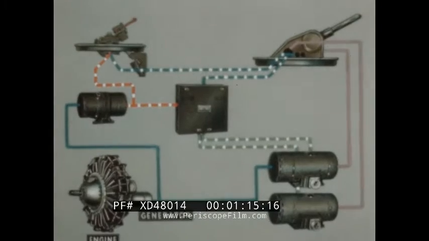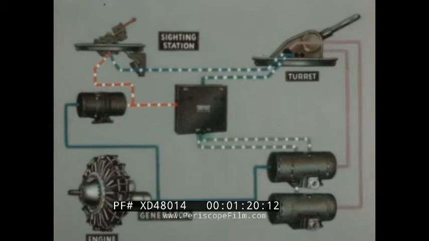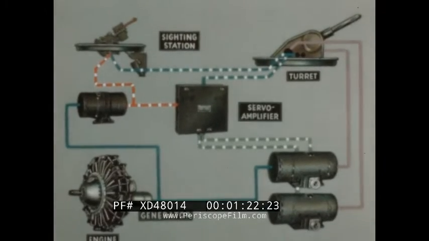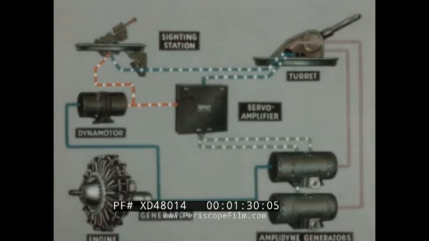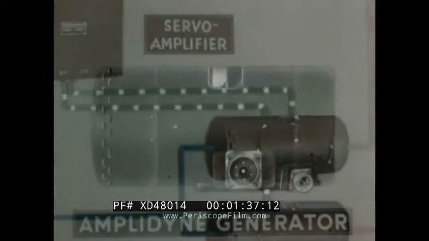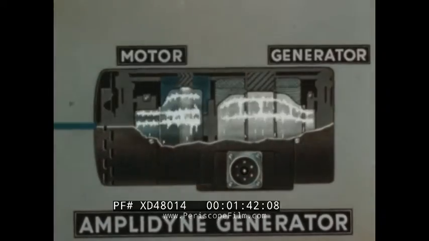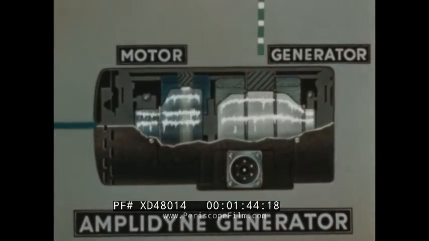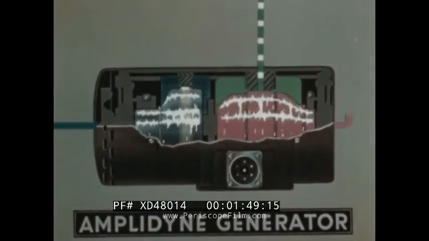The Central Station Fire Control System consists of the sighting station, gun turret, servo-amplifier, dynamotor, and amplidyne generators for elevation and azimuth. Each amplidyne generator is driven by a motor. When the field of the generator is excited, a direct current voltage is produced in the armature.